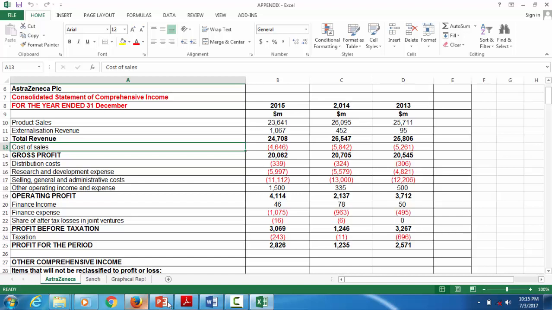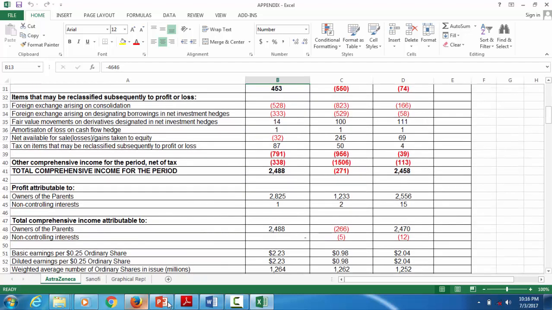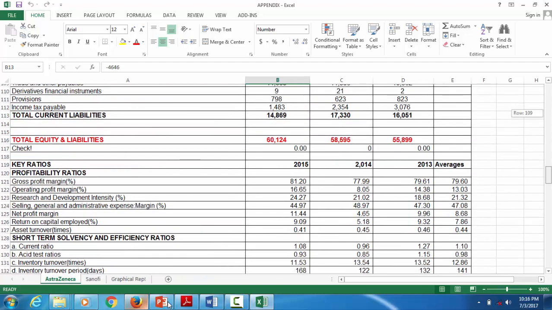Let's say for example, 2014 gross profit, 2015 gross profit margin was low. We check the cost of sales. What's the percentage of cost of sales to sales? Check it up. You have done it.